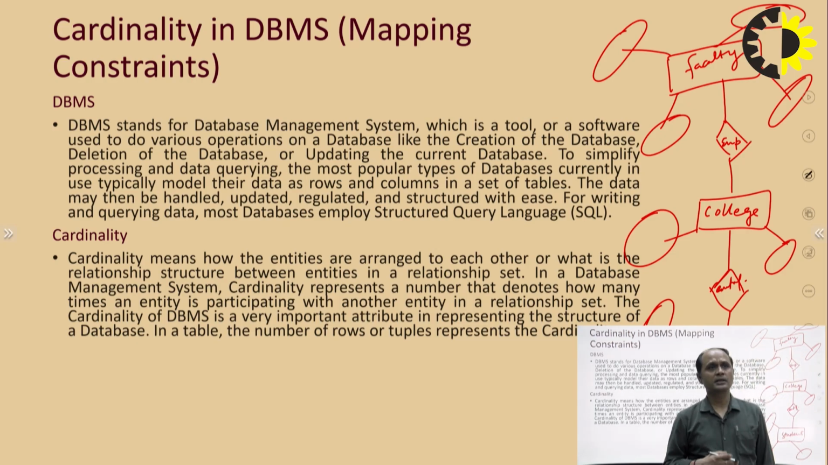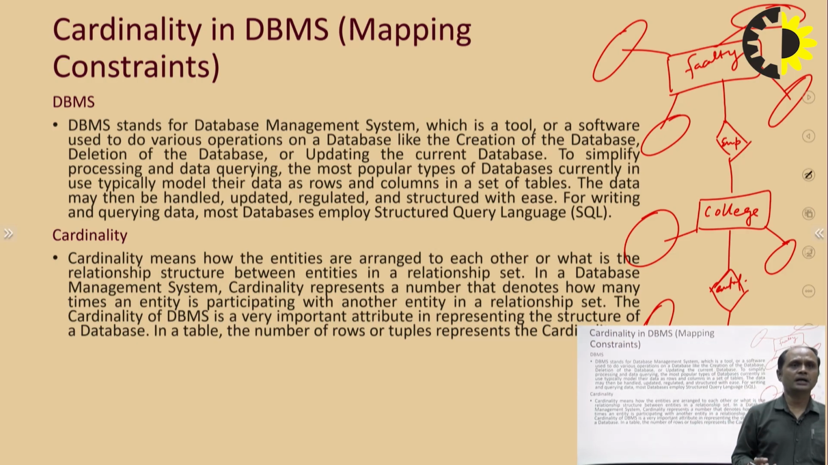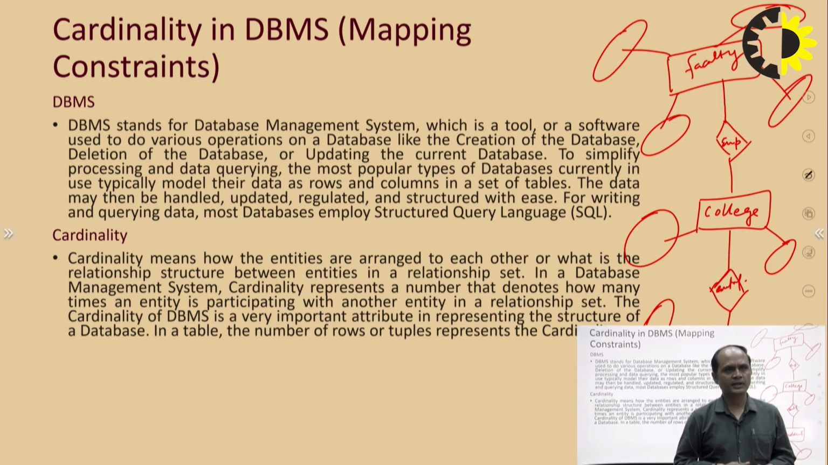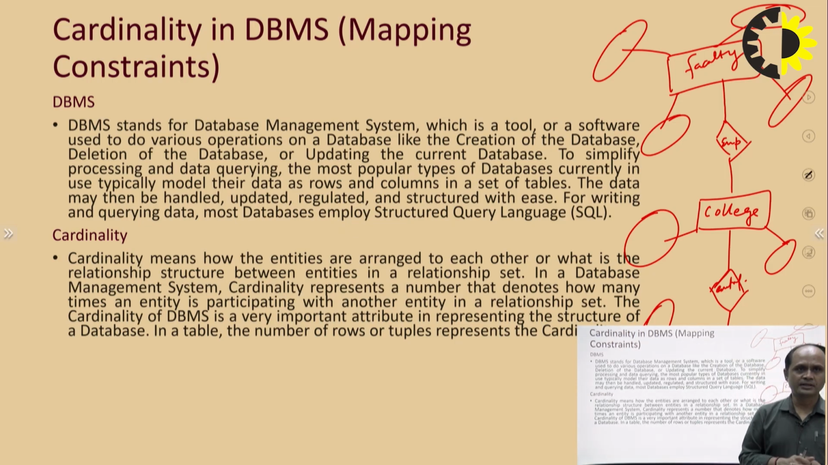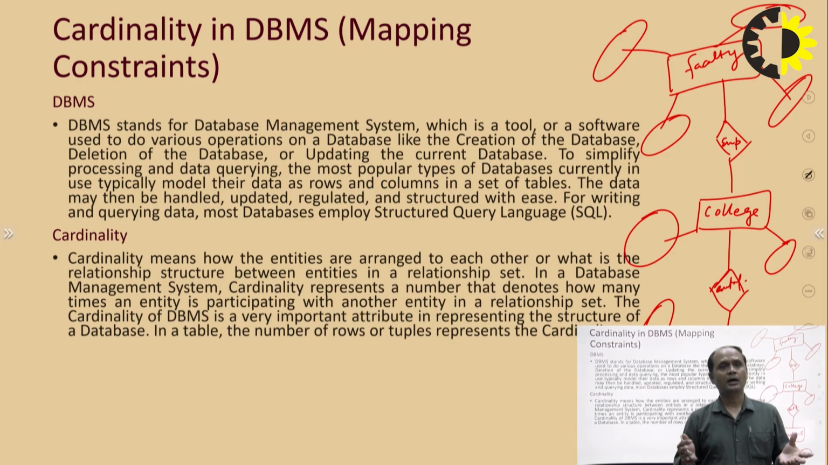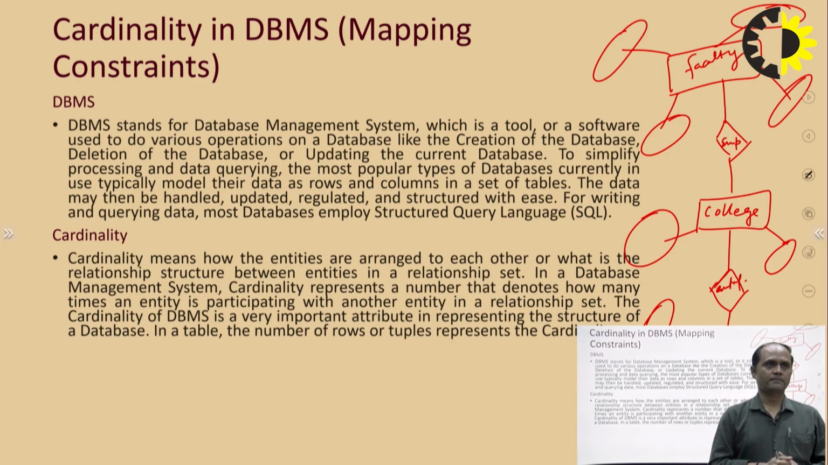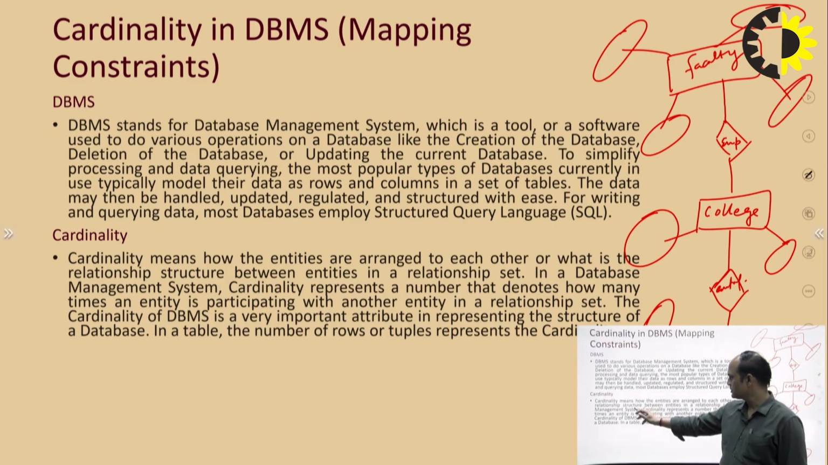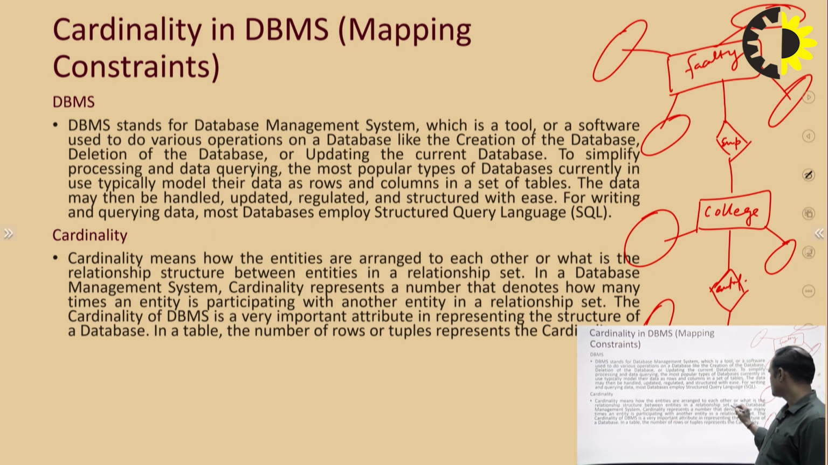What is cardinality? Cardinality means how entities are connected to each other. How many relationship structures are there and how many entities are connected to a particular other entity. So this is called cardinality. How mappings are there, how entities are connected, how they can be arranged in such a manner. Here is a definition: how the entities are arranged to each other and what is the relationship structure between the entities in a relationship set. This is the definition of the particular cardinality.